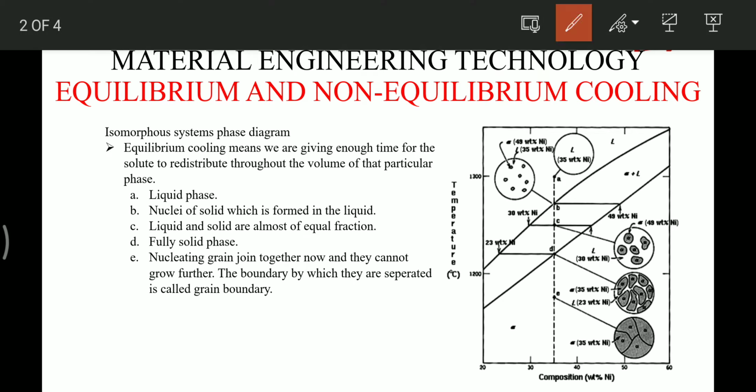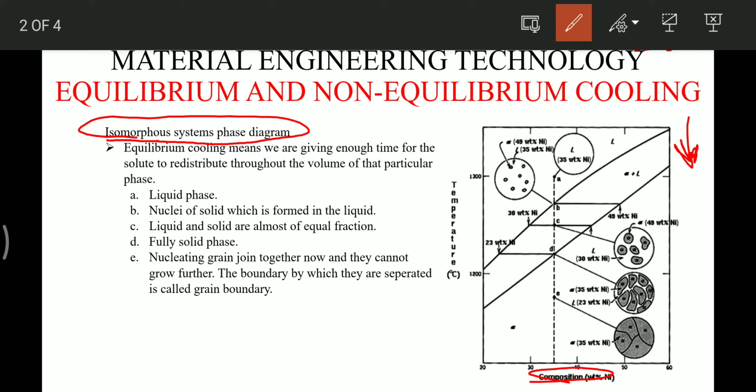So equilibrium cooling means giving enough time for solute to redistribute throughout the volume of that particular phase. So if we consider cooling by this equilibrium process, friends, I am just taking an example for this isomorphous system. This cooling rate can be studied for the eutectic as well as for any phase diagram. This we can study, but to make it simpler I have just taken the isomorphous system.